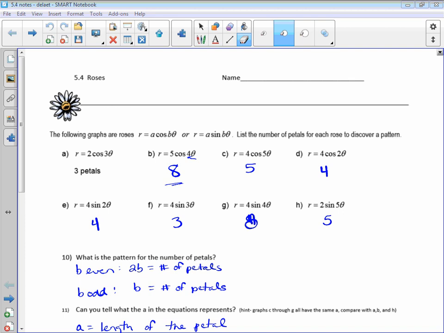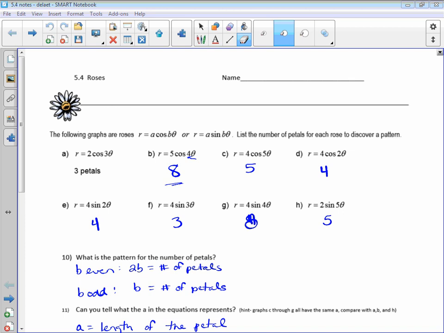The number is odd, and the number of petals is odd; when the number is even, it's 2 times. Exactly. So the coefficient on your theta, here B, when that's odd, 3, you get 3 petals. 5, you get 5 petals. But if it's even, so if it's 4, you have twice as many petals. Okay? What is this number in front telling us? For the petals, yeah, how long your petal is, the maximum it's going to go out.